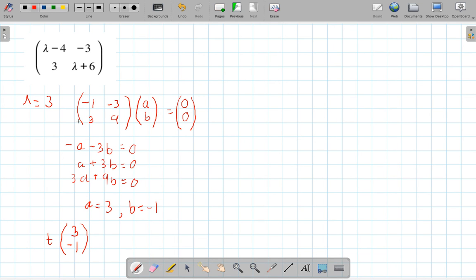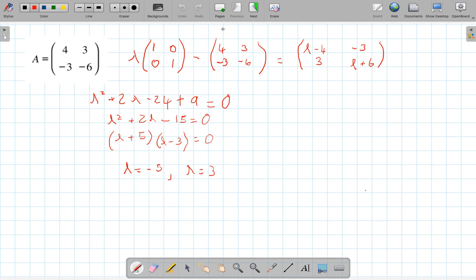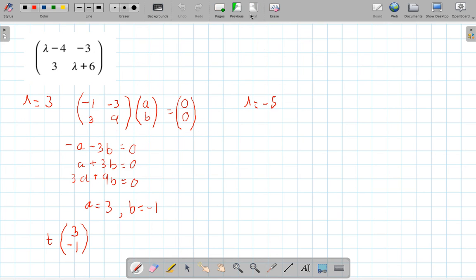But of course, I have another eigenvalue, so I do the same again, and I make lambda equal to negative 5. So that's my other eigenvalue. So the matrix becomes negative 9, negative 3, 3, and 1. And again, we're multiplying it by this vector A, B, and we get the 0 vector, 0, 0. And again, we end up with two equations with two unknowns, but they're multiples of each other.